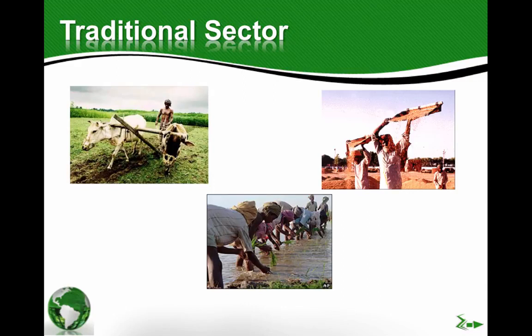Okay, so these are pictures of some traditional sectors in India, and what we see here is really that there hasn't been any improvement in the technology being used in the agriculture sector. The labor productivity is really low. As a result, you see wages lower in these traditional sectors than in modern sectors.